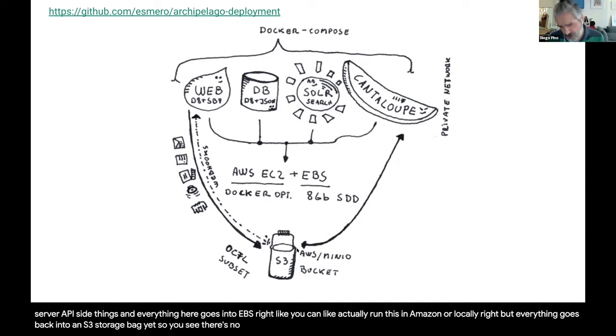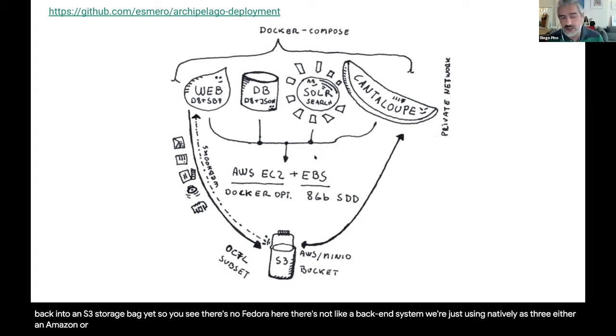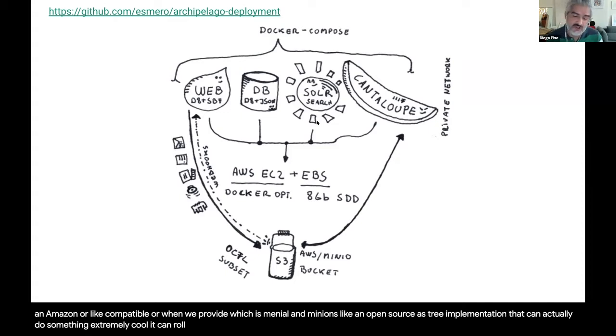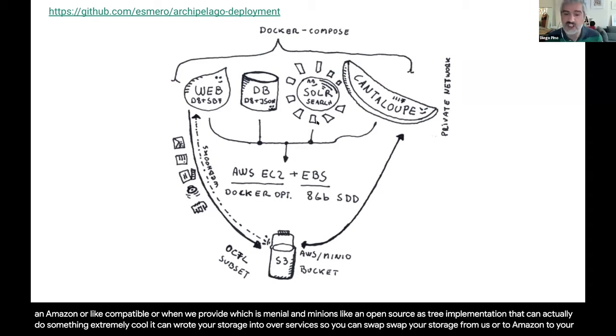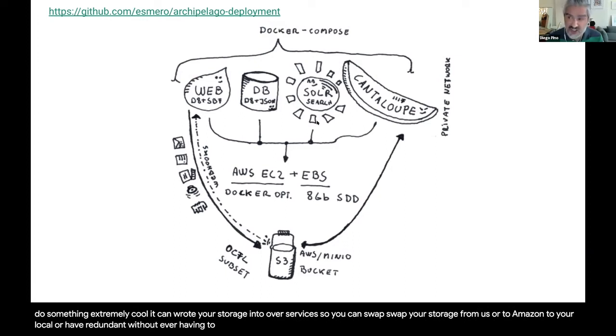So you see there's no Fedora here. There's not a backend system. We're just using natively S3, either Amazon or Wasabi or any service that is S3 compatible, or what we provide, which is Minio. And Minio is an open source S3 implementation that can actually do something extremely cool. It can route your storage into other services. So you can hot swap your storage from Azure to Amazon to your local, or have redundance without ever having to change anything on your deployment or your configuration or your metadata. That was a very long explanation for a very simple doodle.